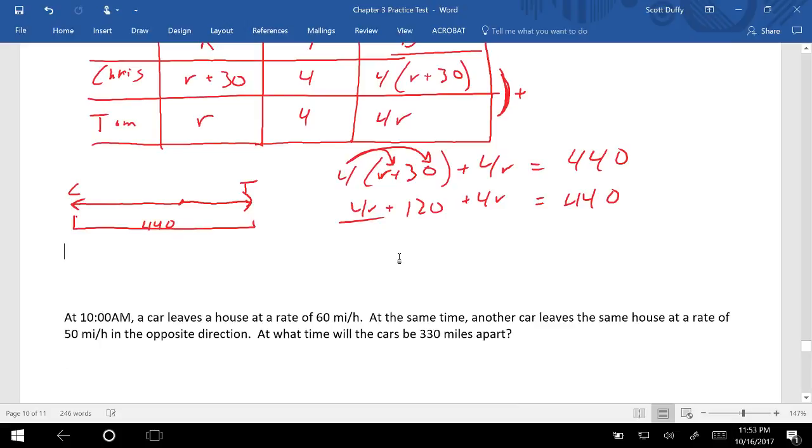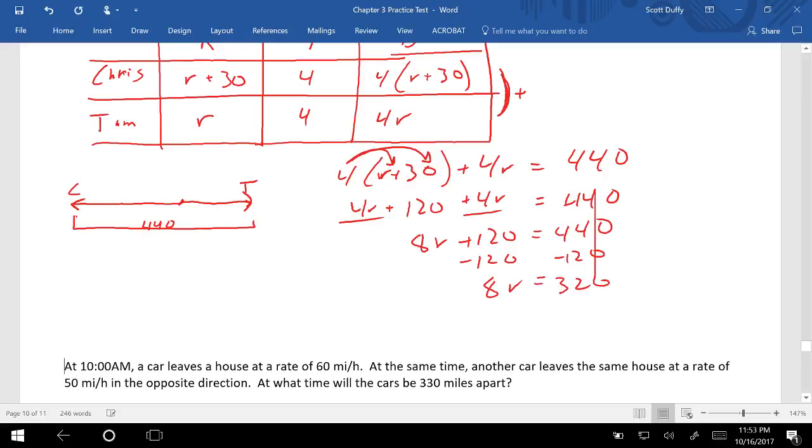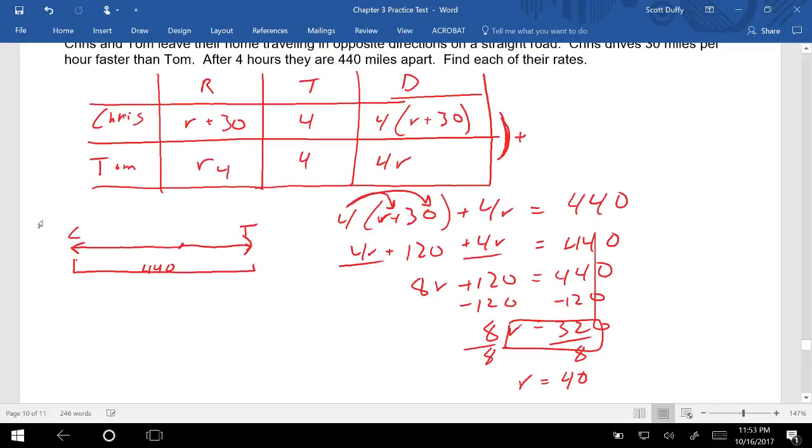And then I have 4R. 4R is 8R plus 120 equals 440. Subtract 120, plus 320. 8R. Divide by 8. Divide by 8. R equals 40. So that would make Tom going 40, and then Chris would be going 70, because R plus 30.